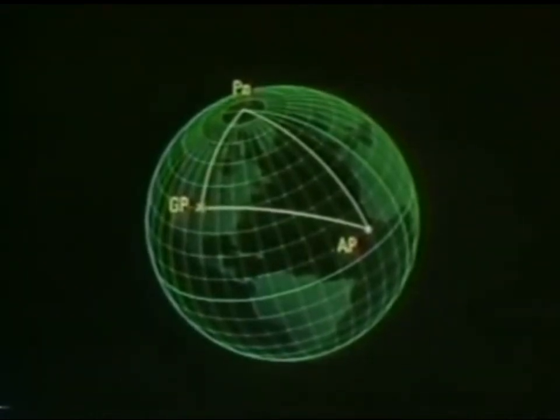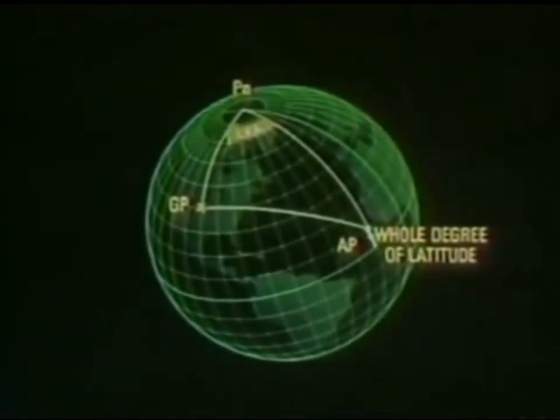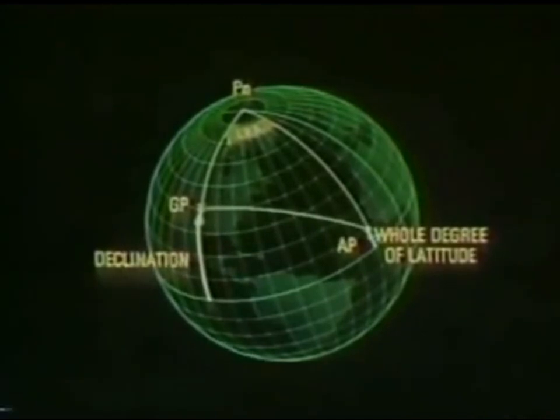Most of the computations have been done by mathematicians who have created tables designed for three inputs: LHA of the celestial body, whole degree of latitude of your assumed position, and declination of the celestial body. With these three factors, you can turn to your HO 249 site reduction tables to find two important factors.